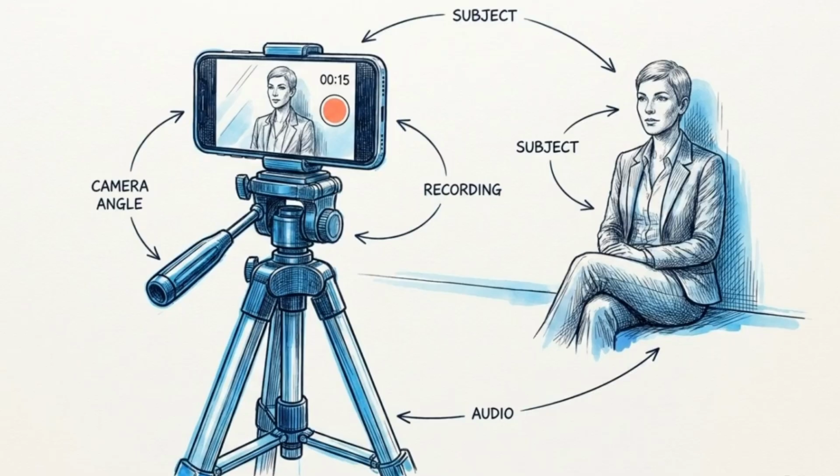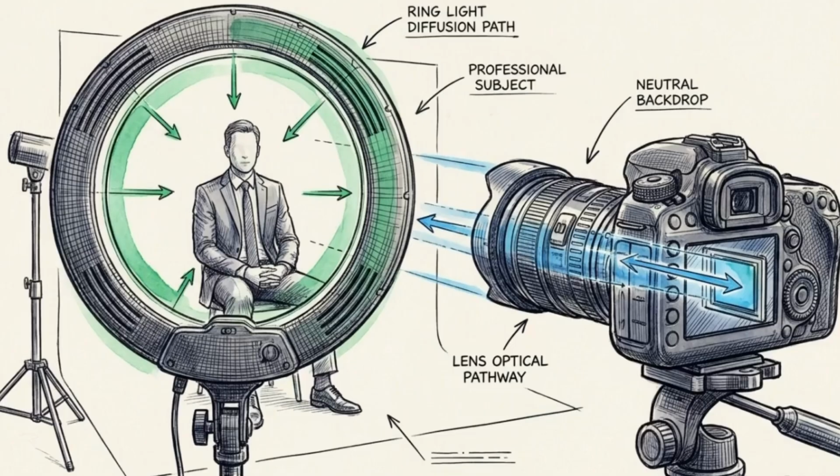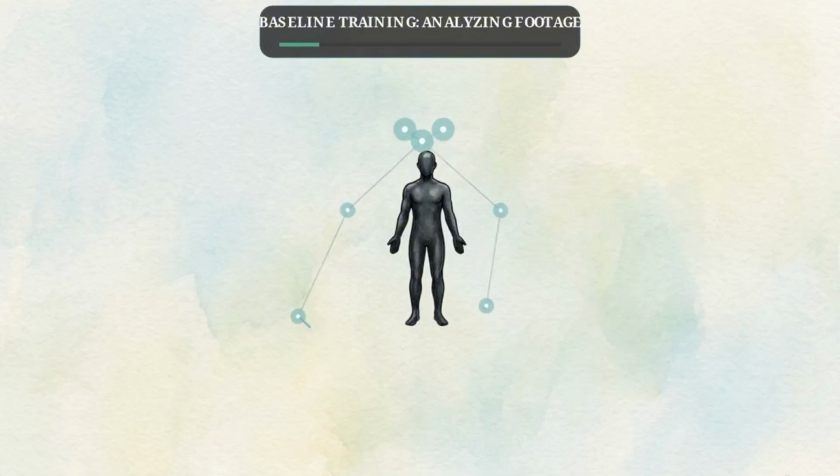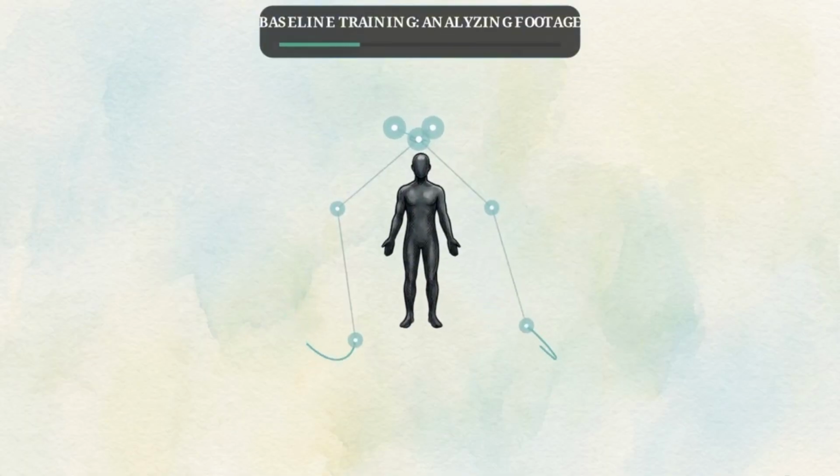Step 1 is capturing your baseline training data. You need exactly 15 seconds of footage. Set up in a space with clean lighting, a neutral background, and maintain a consistent frame throughout the clip. This animated diagram highlights the specific nodes of microexpressions the AI tracks.